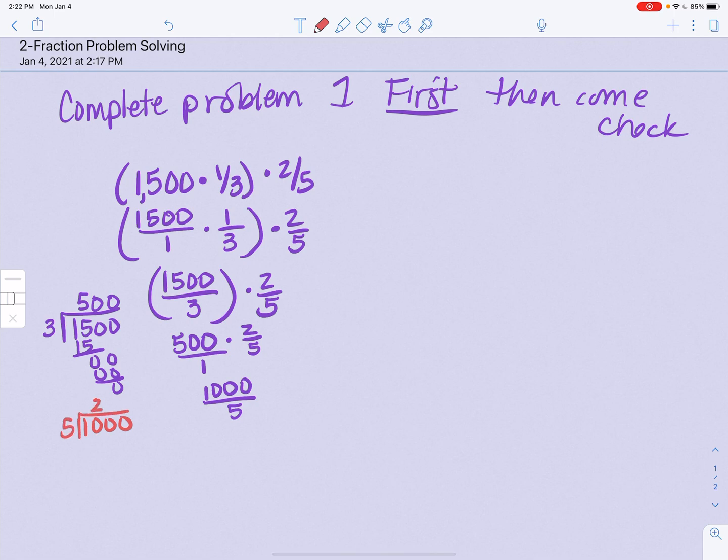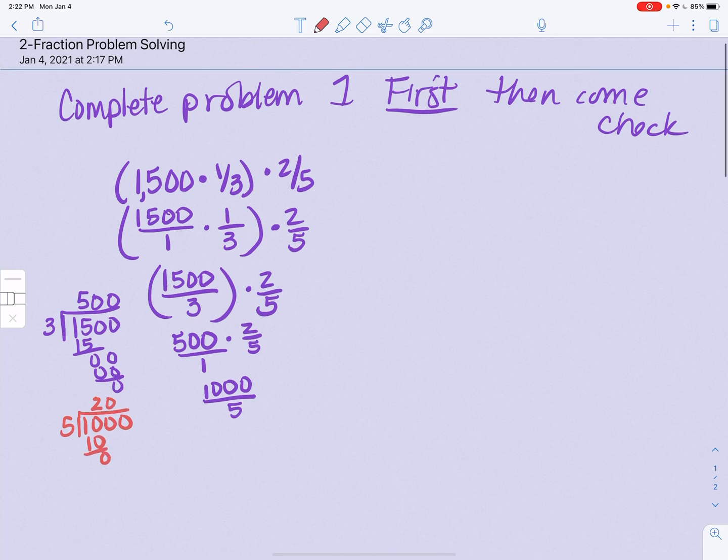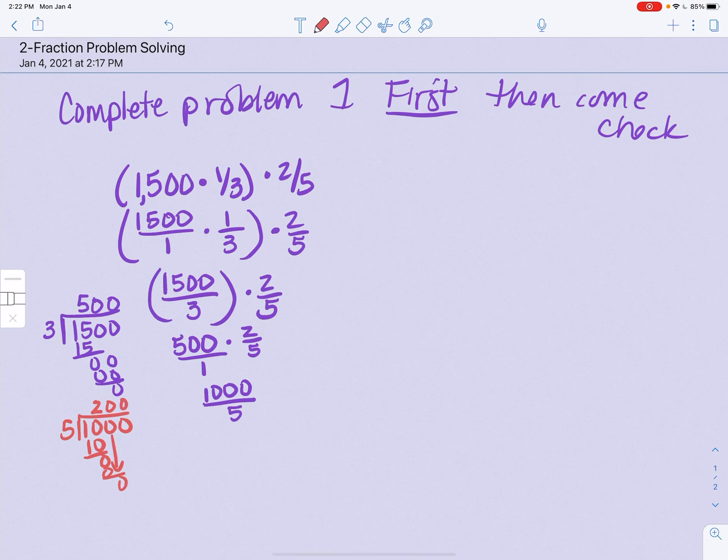5 goes into 10 2 times. Left with the 0. 5 goes into 0, 0 times. Bring down the 0. I have a 0. 5 goes into 0, 0 times. And I'm done. So your final answer for the first one is, and you're going to type 200.